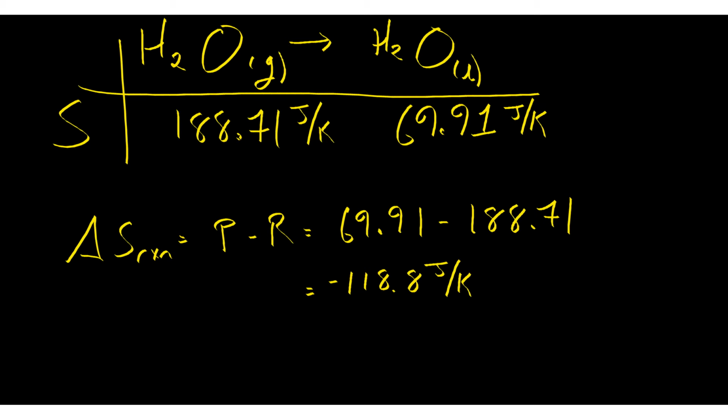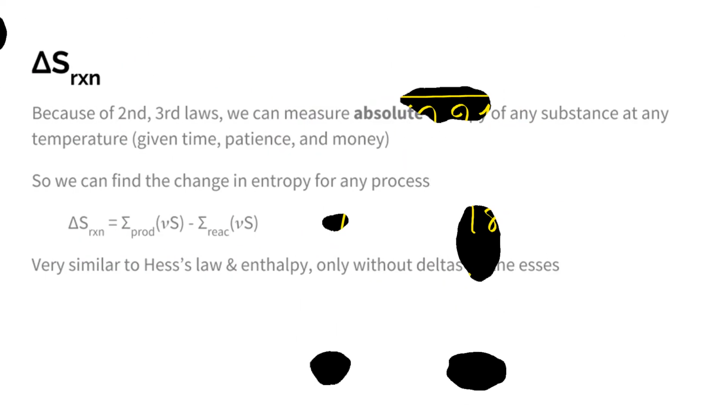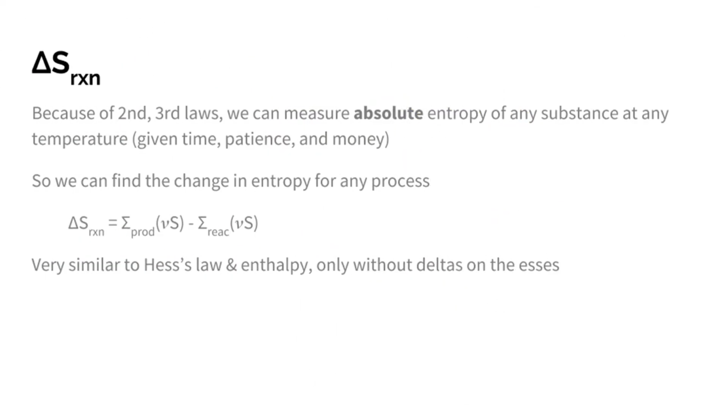This absolutely matches what we would expect. Going from a gas to a liquid, you would expect a big decrease in entropy. So long as you can put down the process in this form, beginning going to end, you can do the delta S of reaction for that process. Easy peasy. And our next topic is going to be a big one, so I'm going to go ahead and leave that for the next lecture when we'll introduce Gibbs free energy.